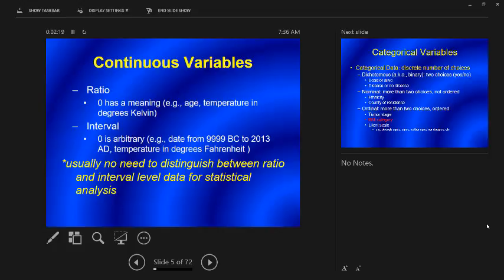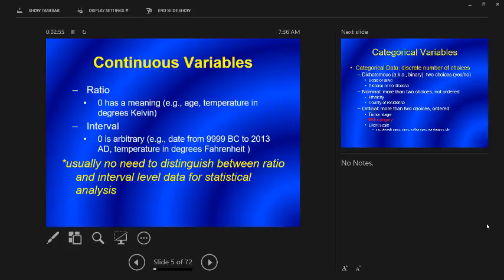So if you have a ratio continuous variable, then the 0 means something. For example, age 0 is defined as when you were born, or if we're talking about temperature in degrees Kelvin, that's a ratio level measurement, because the 0 means that's when the molecules stop. It's absolute 0 when you're talking in degrees Kelvin, as opposed to interval level, degrees Celsius, degrees Fahrenheit. Those are measures of temperature at the interval level, because the 0 is not really meaningful, especially in Fahrenheit.